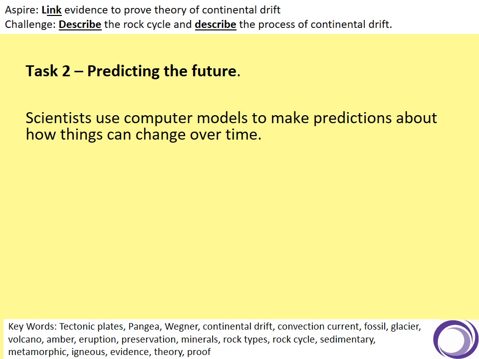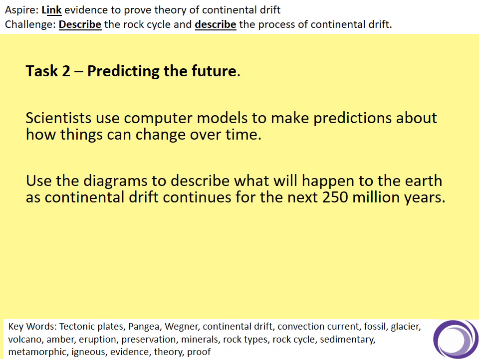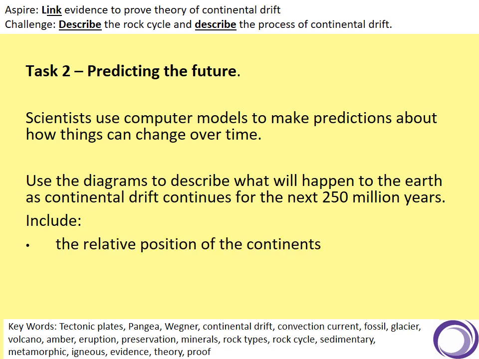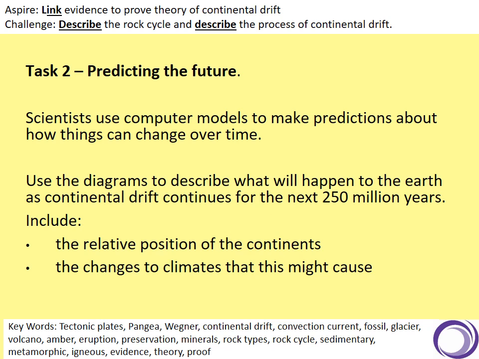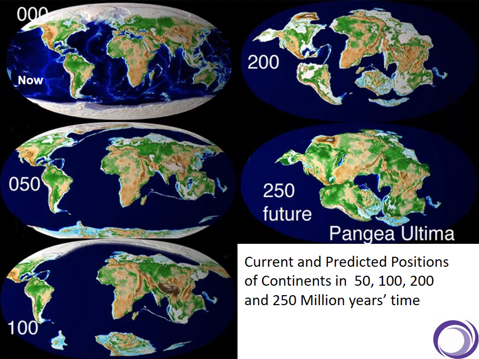Scientists use computer models to make predictions about how things have changed over time. There are some diagrams coming up for you to use to describe what will happen to the Earth as continental drift continues for the next 250 million years. When you're doing your description, you need to include the relative position of the continents, or how they are changing, and the changes to the climates that might cause. Think about them moving towards the poles or towards the equator, where we know it's much hotter, and any effect on wildlife that might result in, or climate changes. And these are the diagrams that you can use.